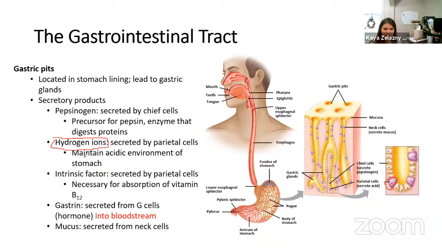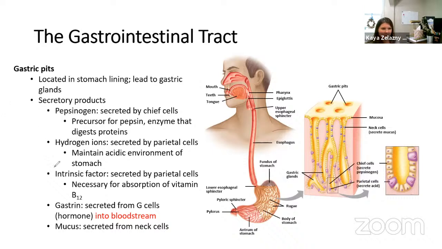The other thing that the parietal cells are secreting is something called intrinsic factor. Intrinsic factor is there in order to help us absorb vitamins, specifically vitamin B12. So in order to absorb vitamins, we need the help of this molecule as well. So intrinsic factor and hydrogen ions are coming from the parietal cells. The hydrogen keeps the stomach acidic. The intrinsic factor helps with B12 absorption.